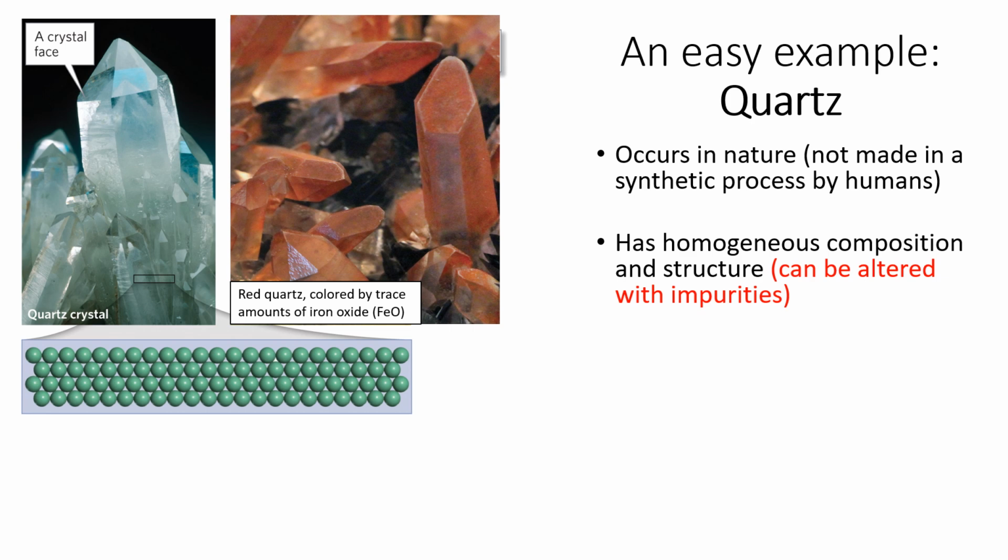Quartz has a homogeneous composition and structure. Again, it could be altered with impurities as shown in the picture on your left. So in both photos, we have quartz crystals, but the red quartz has slightly more iron in it, whereas the clear translucent quartz has no iron. Quartz is a crystalline solid. You notice in the pictures that these are both solid materials.